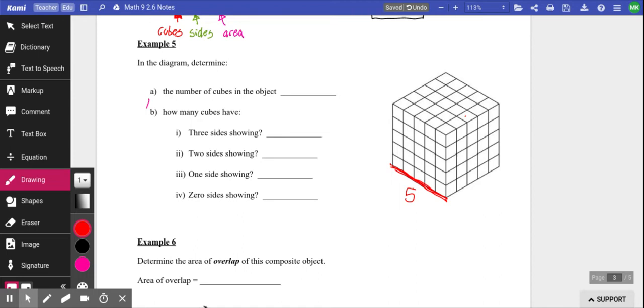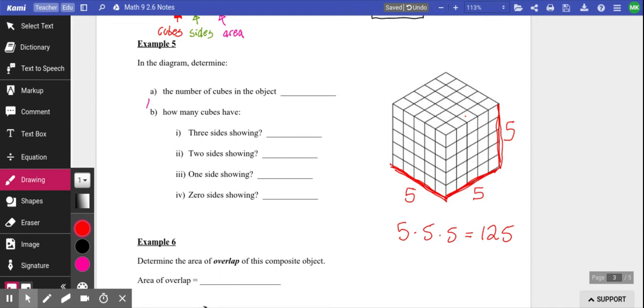It then has 5 cubes deep. And then there's 5 cubes stacked up total. That would be 5 times 5 times 5 for a total of 125 cubes. It's called the volume of something. If you ever want to figure out how much total is inside of a shape, length times width times height would give you the answer.